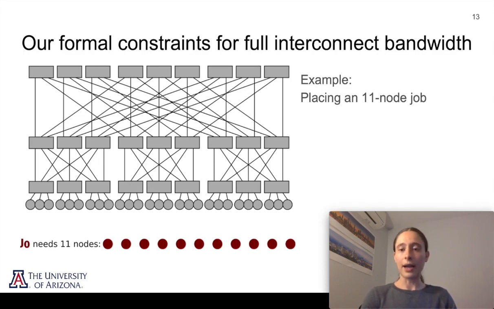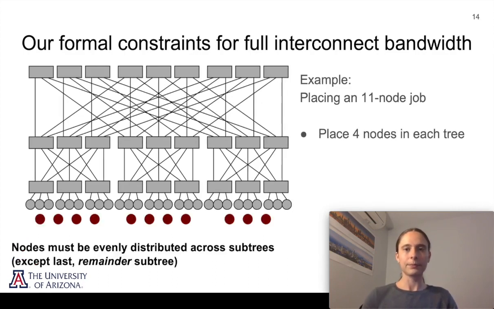And here I'll just describe the constraints along with a running example of placing an 11-node job onto this fat tree following these constraints. So first of all, the nodes must be evenly distributed across subtrees, except for possibly the last subtree, because the nodes may not evenly divide into the number of subtrees. In this example, there are 4 nodes per tree, except for the last tree, which has only 3 nodes, and we call that last tree the remainder subtree.